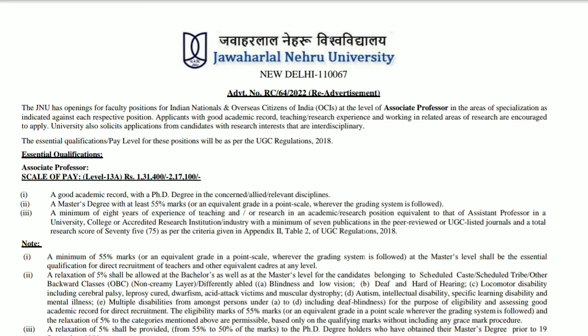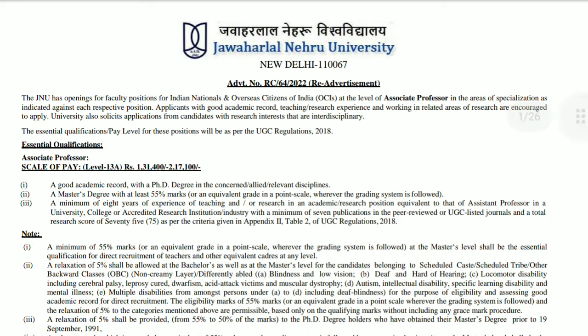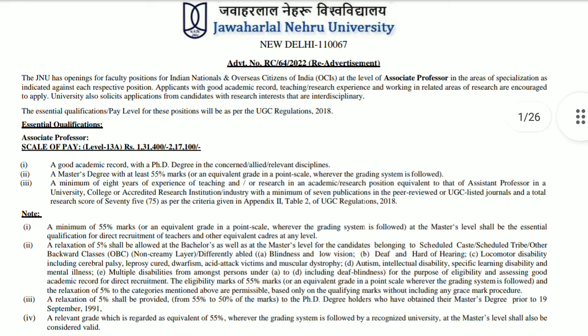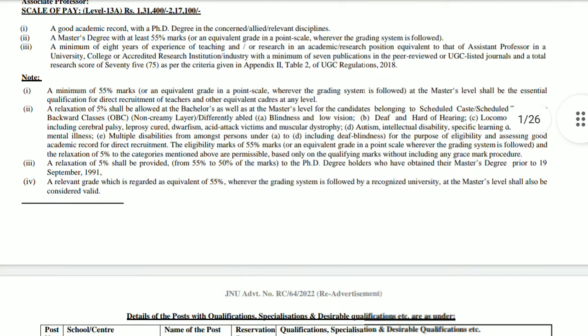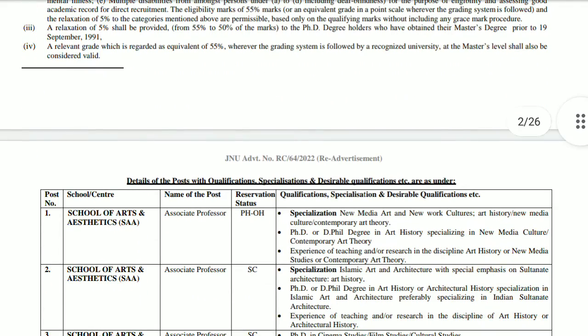The essential qualification as per the government norm or UGC norm: a good PhD degree in concerned, relevant or allied subjects, a master's degree with 55 percent of marks, and a minimum of 8 years of teaching experience is important. The scale of pay is level 13A, starting from 1,31,000 to 2,17,000.